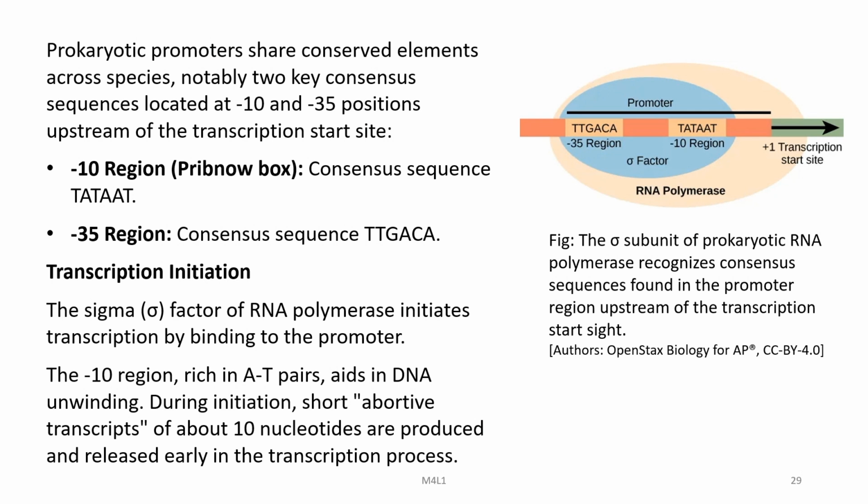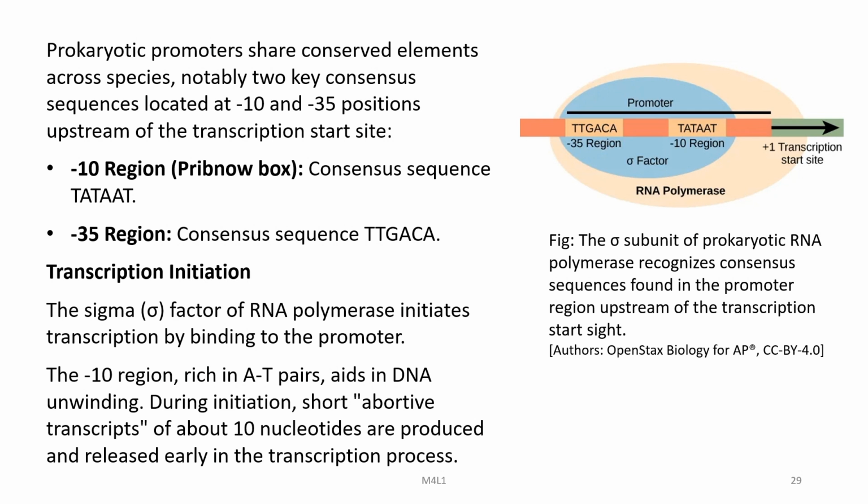Prokaryotic promoters share conserved elements across species, notably two consensus sequences located at -10 and -35 positions upstream of the transcription start site. The -10 region is known as the Pribnow box, and the consensus sequence is TATAAT. Then there is the -35 region, whose consensus sequence is TTGACA. The sigma factor of RNA polymerase initiates transcription by binding to the promoter.